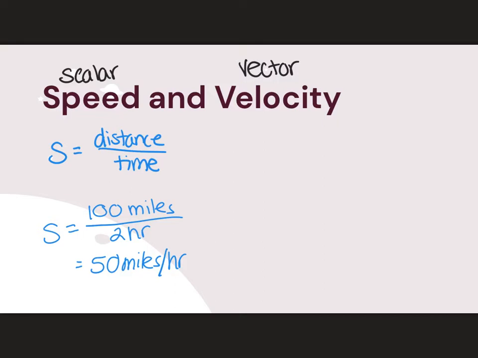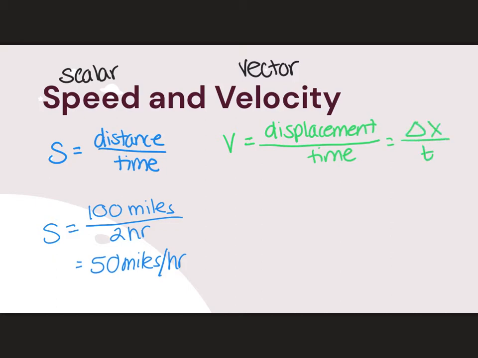My velocity, though, has to have direction. I'm going to use V to represent velocity. And this is my displacement over time. I'm going to show you a better way to write this that is more AP Physics style, and that's delta x over t. Let's think back to chemistry. What does delta stand for? That is change. When you get into kinematics, we'll talk a little bit more about how do we figure out that change, okay?